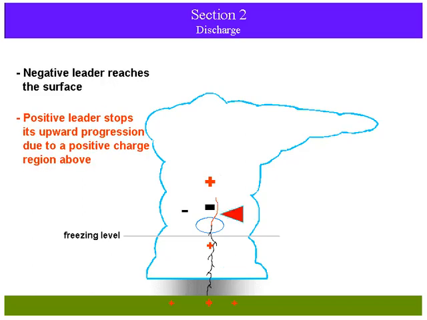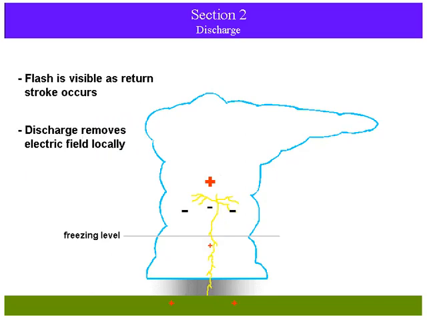Continuing the process, the negative leader eventually reaches the surface and touches the surface, and the positive leader stops its upward progression because there's positive charge above. It doesn't make any sense for a positive leader to continue toward positive charge because remember, like charges repel. And then the final step in the discharge process is that we get a return stroke, after we make contact with the surface. The return stroke actually allows you to see the lightning bolt itself.